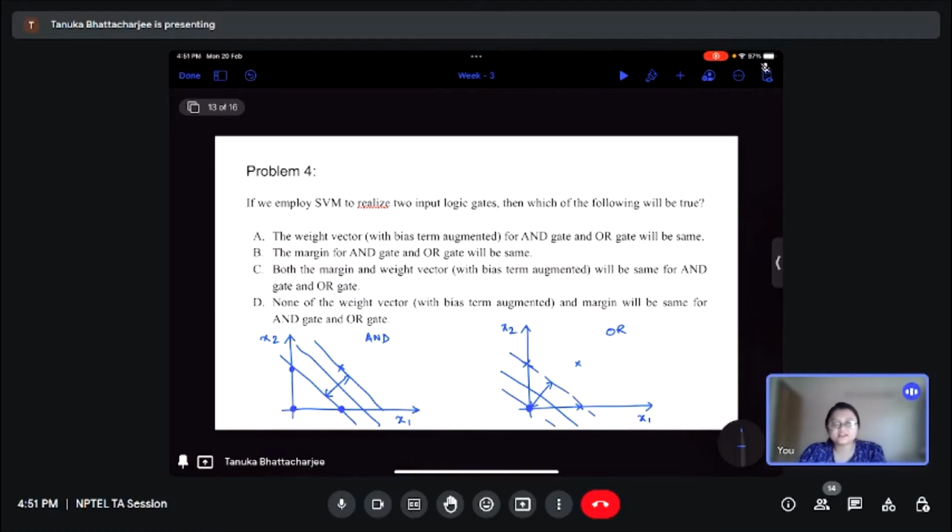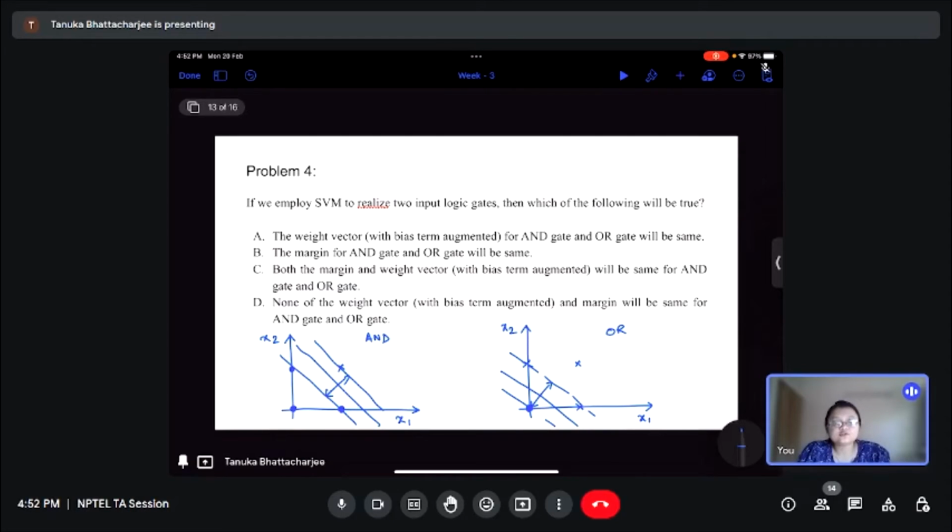So you can easily see that the weight vector along with the augmented weight vector is different. The orientation of the decision surface is the same in both cases, but the absolute position is different. In case of AND, the decision surface is more towards the right than the OR case, so the bias term is different in the two cases. So the augmented weight vector will be different in the two cases.